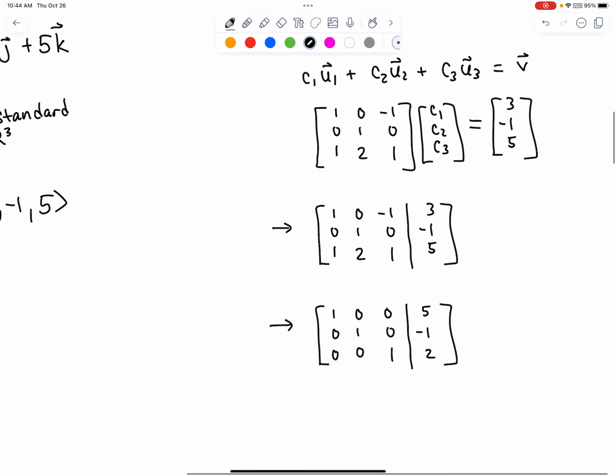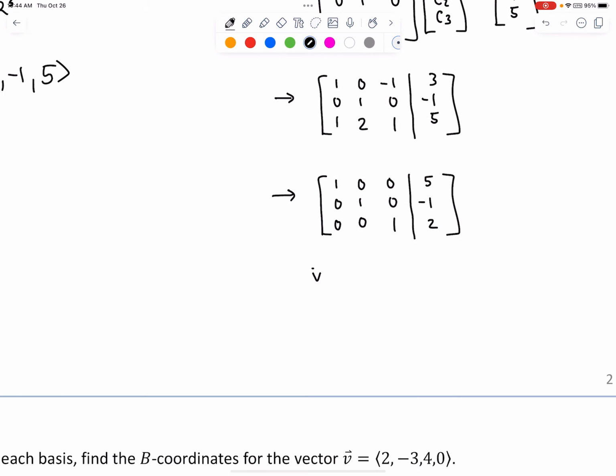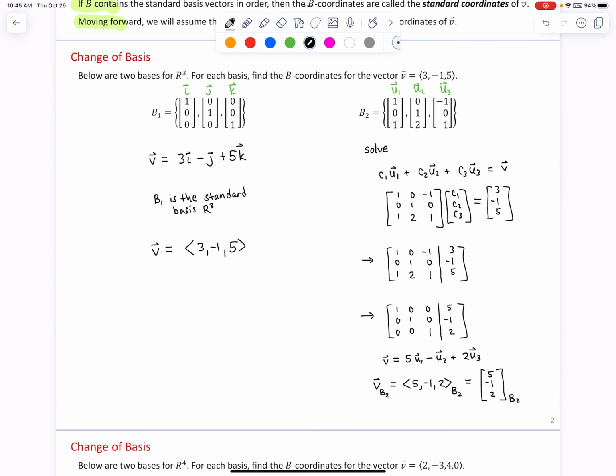This tells us that C1 needs to be 5, C2 needs to be negative 1, and C3 needs to be 2. Thus, vector v can be written as 5 copies of U1 minus 1 copy of U2 plus 2 copies of U3. Thus, this vector can be written in terms of this new basis, B2, and its coordinates would be these three scalars, 5, negative 1, 2. And this is with respect to basis 2. Or you could write it this way.